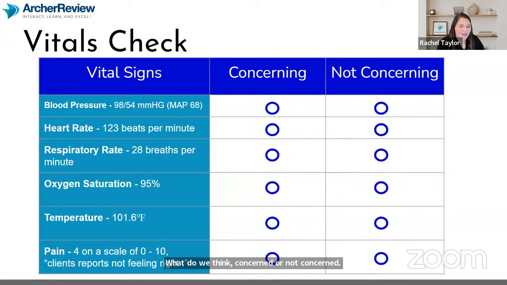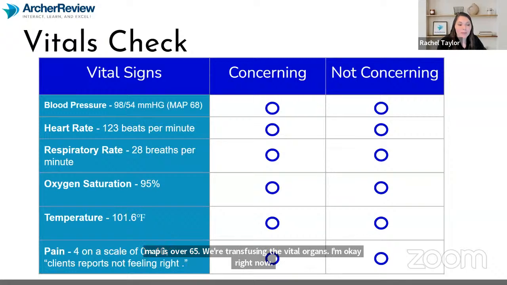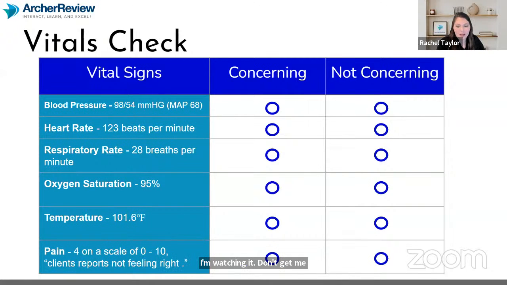Okay. Look at the MAP. I want you to look at the MAP. That's telling you if we're concerned or not concerned. I'm actually going to put this under not concerned. Now, a lot of you are like, what? That diastolic number, that's a little low, but my MAP is over 65. We're perfusing the vital organs. I'm okay right now. I'm watching it. Don't get me wrong, but it's not super concerning right at this moment. I'm okay with the perfusion because our MAP is above 65. Remember, a MAP of 65 tells me that we are perfusing our vital organs.